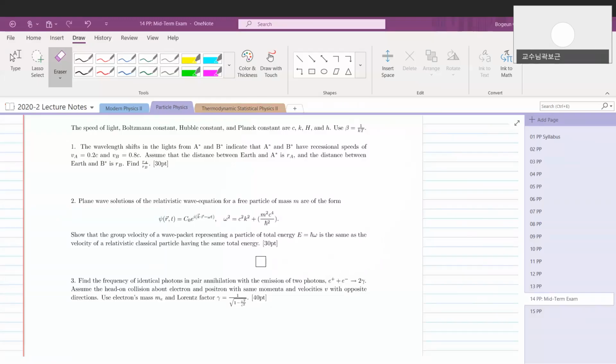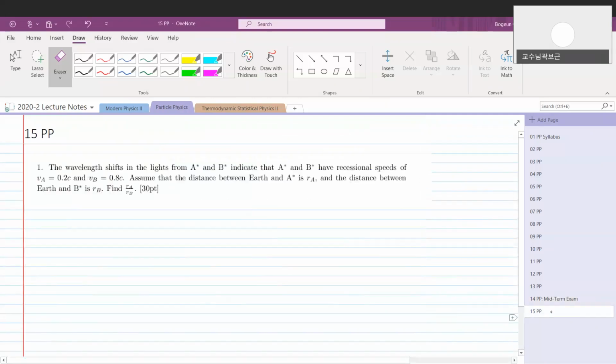Okay, today I'm talking about the midterm exam. Our midterm exam is constructed by three examples. The first is about the universe, the second is about our natural force and its dispersion relation, and the third is related to particle antiparticle annihilation. So let's see the first example for our midterm exam.